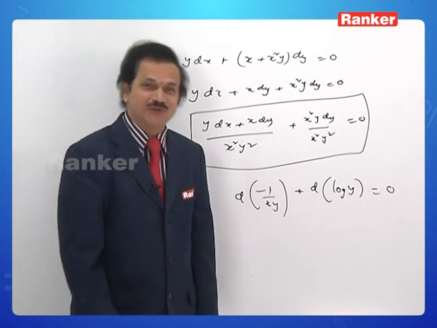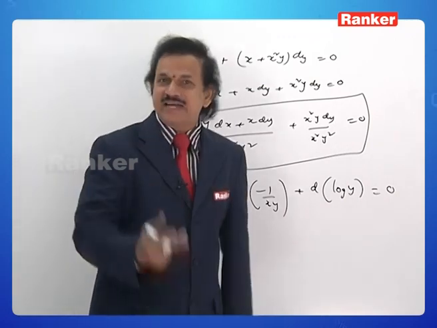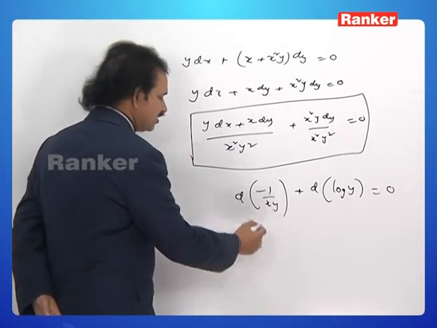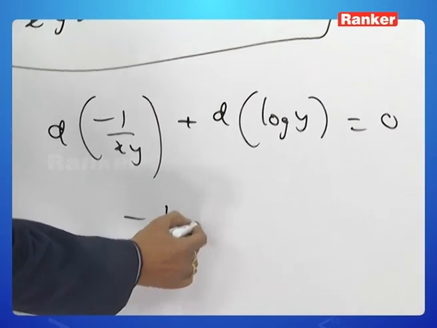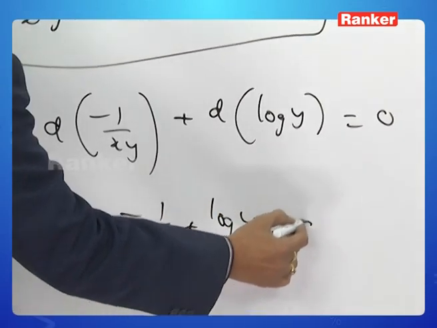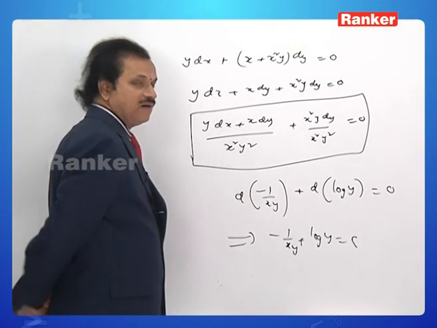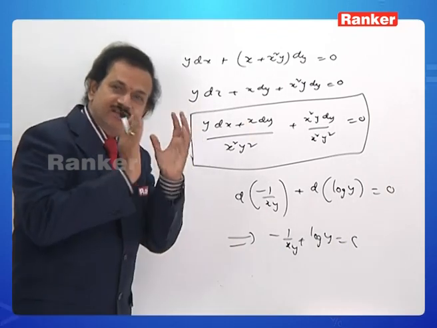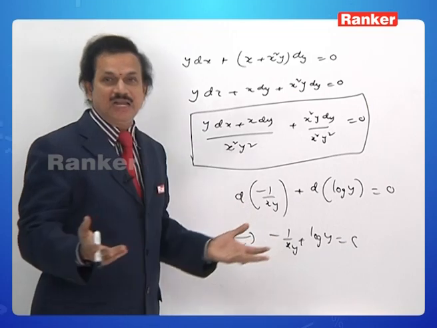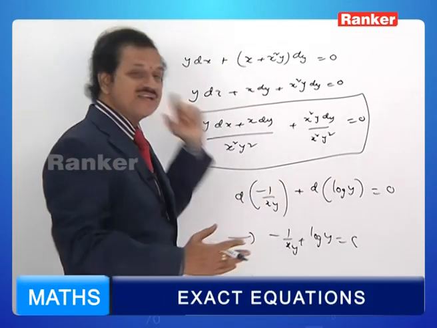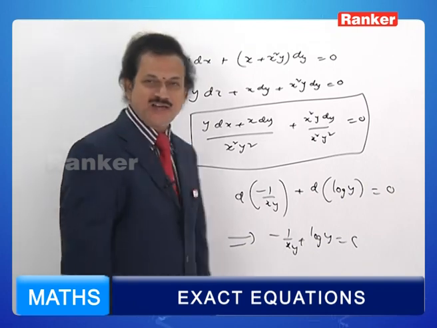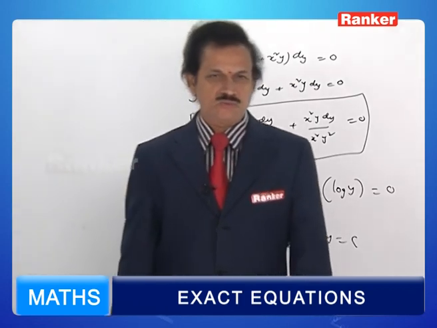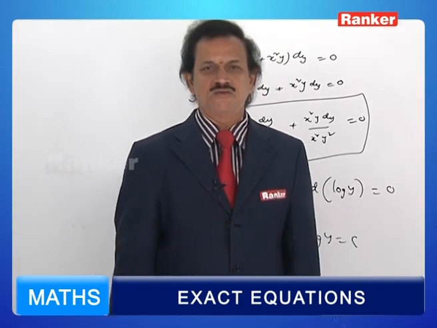Why should you believe? The solution can directly be obtained. What is the solution? −1/xy + log y = constant, which has been obtained by direct integration. So, there is a particular quantity which has helped us a lot to make this given equation exact. What is that particular factor? 1/(x²y²) is the so-called integrating factor in this situation.